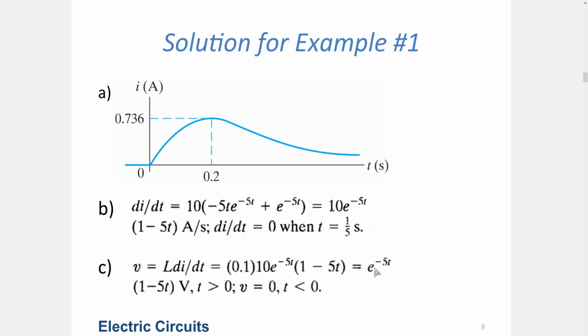Okay. If we do the math, it's e to the minus 5t times 1 minus 5t volts for t greater than 0. And it's 0 for t smaller than 0 because, as you can see, we have 0 current here, and if you take the derivative, it will also be 0. So the voltage will be 0 when t is smaller than 0.